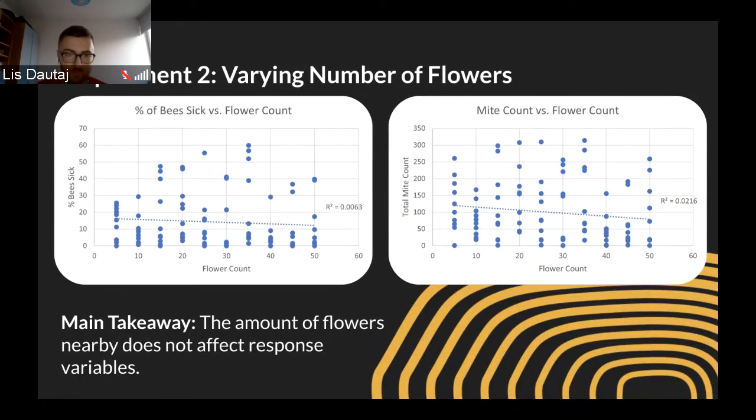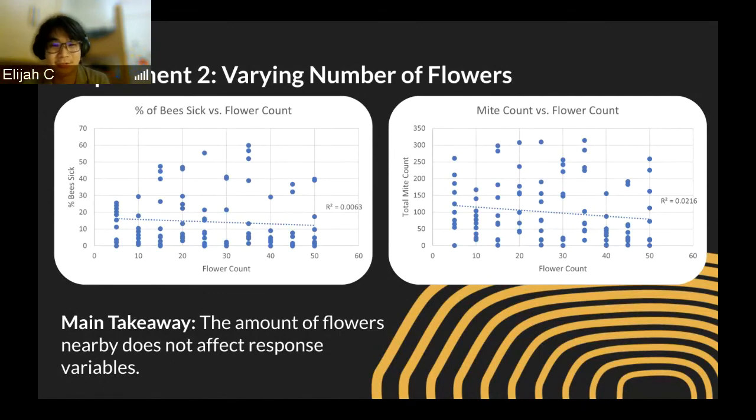Moving on from that, we decided to change up the number of flowers in the environment just to see whether or not the flower availability would really make a difference in either the percent of bees becoming sick after the period of time or the total mite count after the set period of time. But as you can see here, after varying the number of flowers in the environment from 0 to 50 flowers, there wasn't a really significant difference. As you can see in the data, there is no real correlation there. So the main takeaway we got from this experiment was that there was no correlation between the two.